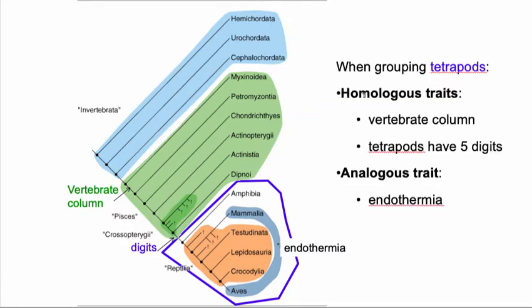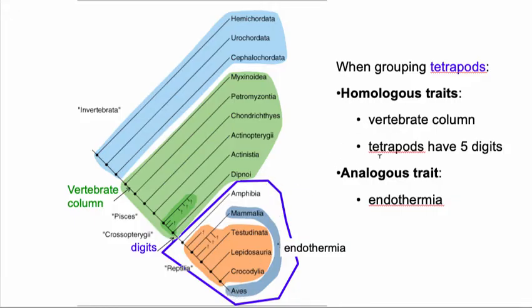An example of a homologous trait for tetrapods. Tetrapods are those with 4 limbs. Amphibians, like frogs, have 4 legs. Mammals have 4 legs. Reptiles have 4 legs. Birds, they have 4 legs, it's just 2 turned into wings and 2 are still legs. All these are called tetrapods.